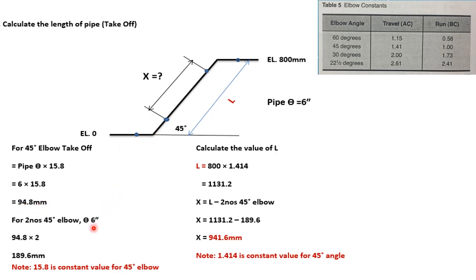Next we calculate for the second elbow. We have a total of 2 elbows of 45 degree, all with nominal size 6 inch. For 2 elbows we multiply by 2. 94.8 times 2 gives 189.6 millimeter. This is the value for 2 elbows. Note: 15.88 is the constant value for a 45-degree elbow.